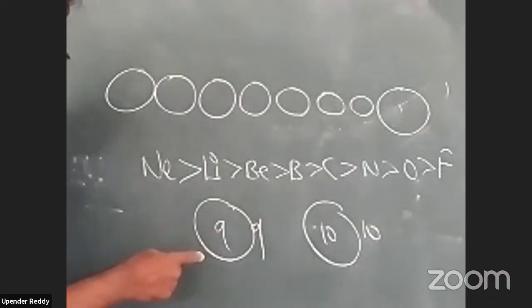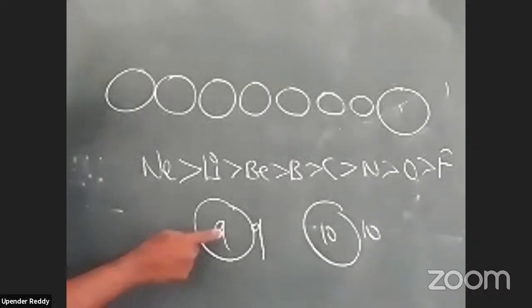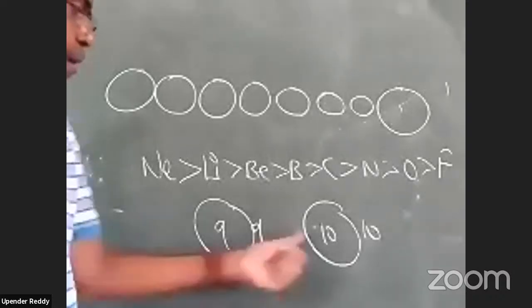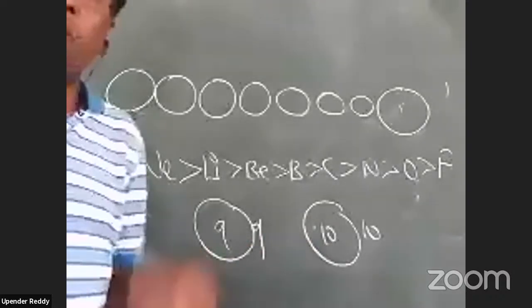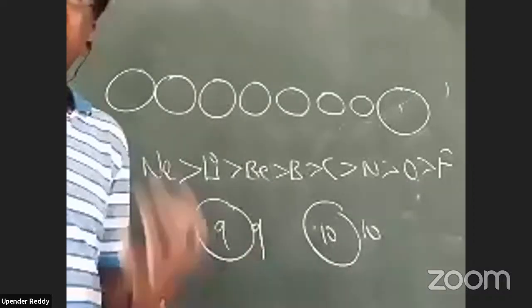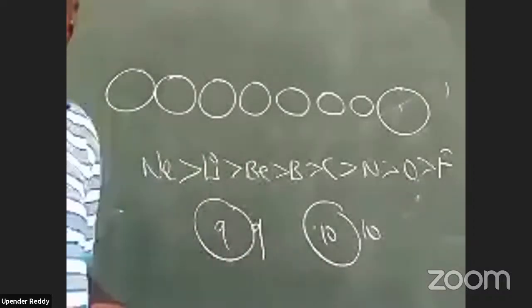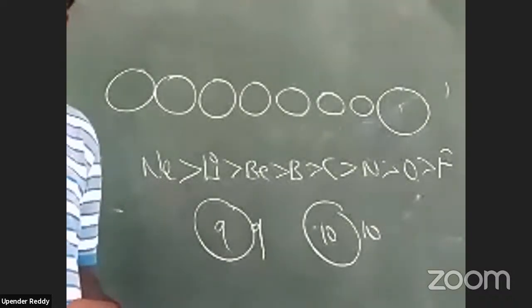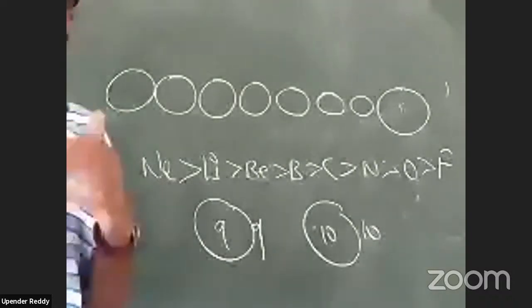Tell me, which should have the more size? Neon. Why should neon be more size? Even though 10 protons and 10 electrons are attracting, here only 9 electrons are attracting. Which is attracting more? Which has more attraction power?